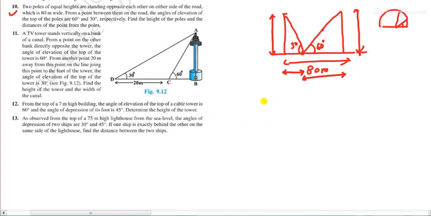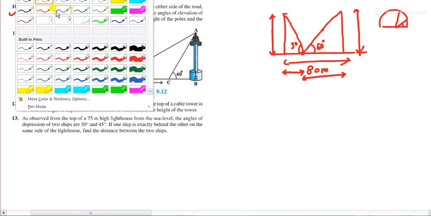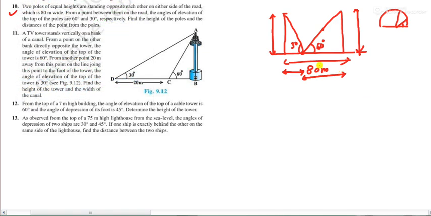Now, do we know any triangle which has two data? No. So what are we going to do? In such cases, you see this total is 80, right? Let me name the points first: A, B, C, D, E. If I take BC as X, this total is 80, so this part will be 80 minus X. This concept we are going to apply here.